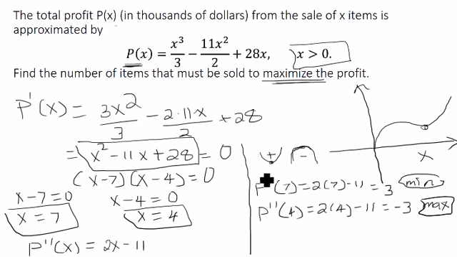Now, sometimes you have to be careful about the language that is used in the question. Here we're finding the number of items. Number of items is x. So our x is going to be 4. That's our answer.